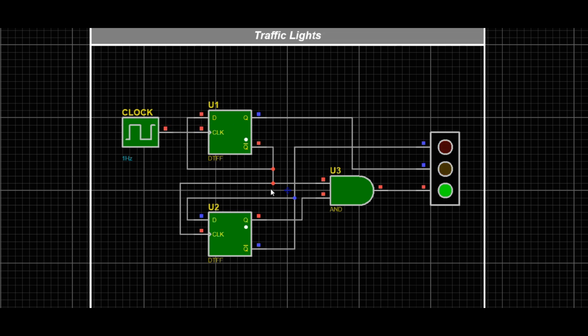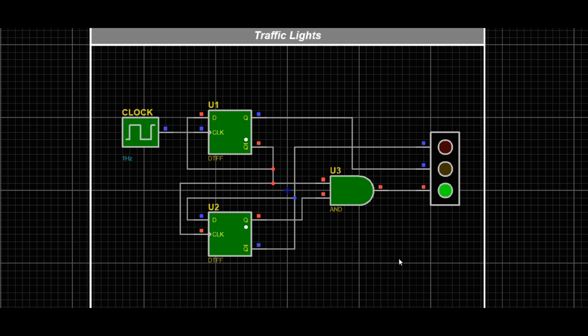What is an AND gate? An AND gate is a logic circuit that gives an output of 1 high only if all its inputs are 1. Otherwise, the output remains 0 low. For example, if A equals 0 and B equals 0, then output equals 0. If A equals 0 and B equals 1, then output equals 0. If A equals 1 and B equals 0, then output equals 0. If A equals 1 and B equals 1, then output equals 1.